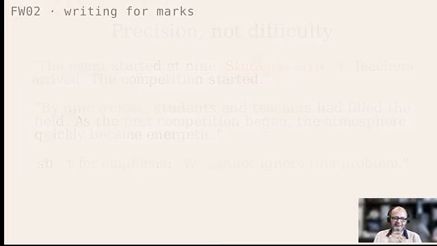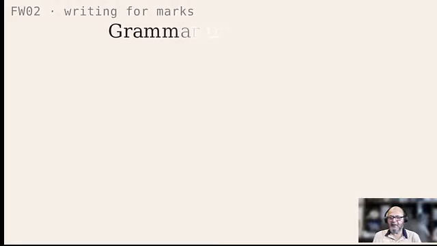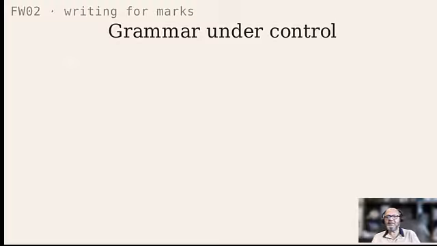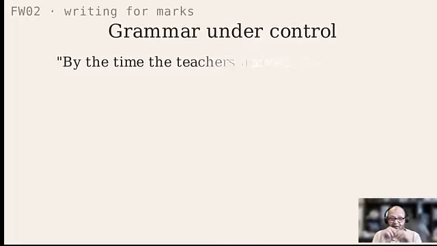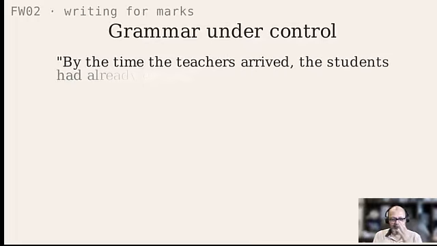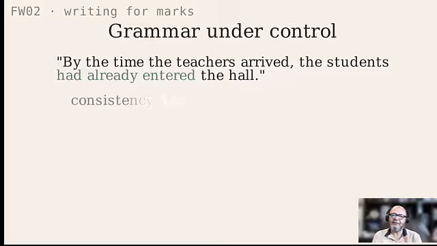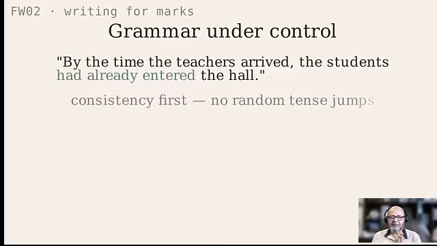All right, now let's move to grammar. First, tenses, right? Suppose you're describing an event that already happened. You might write, the students arrived at 9 o'clock. That is past tense. But if one event happened before another, you may need the past perfect. For example, by the time teachers arrived, the students had already entered the hall. The words "had already entered" show that this happened first. The important thing is consistency.